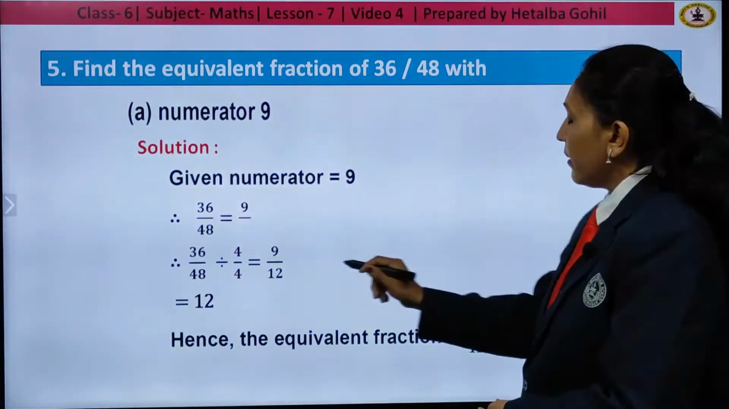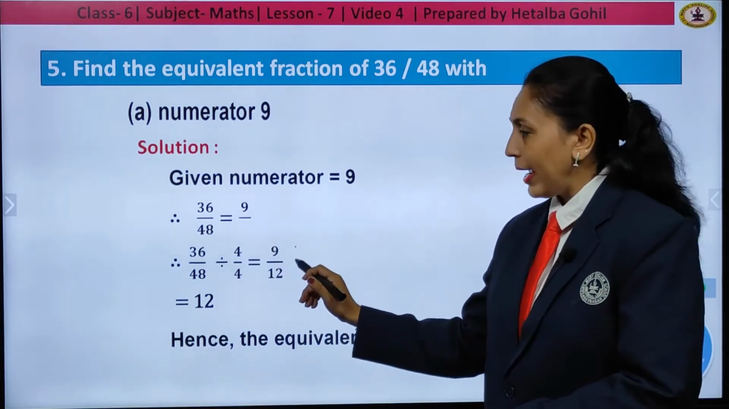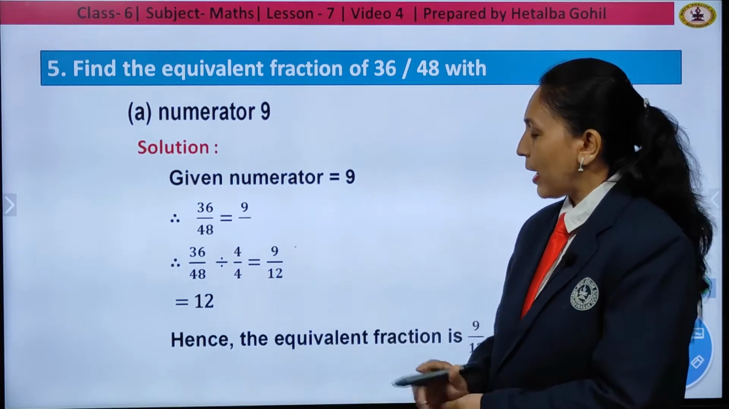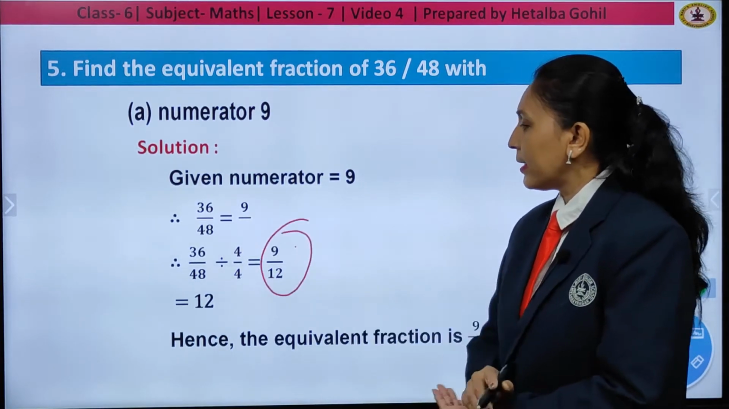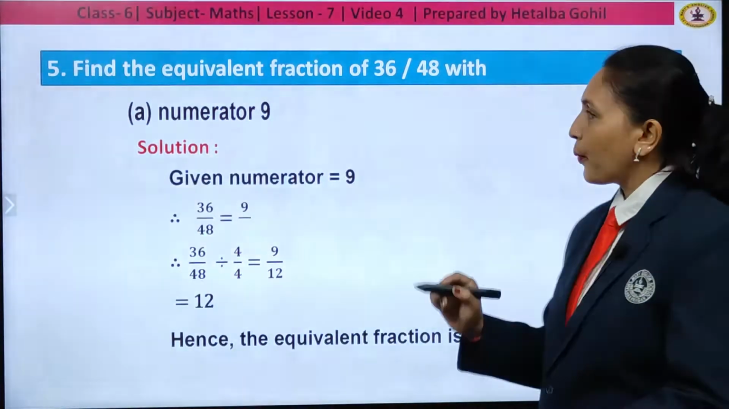Okay. So here when I divide 36 by 4, I will get the numerator 9, and when I divide the 48 by 4, I will get 12. So the fraction I am going to get here is 9 by 12. Let us go for the next question.